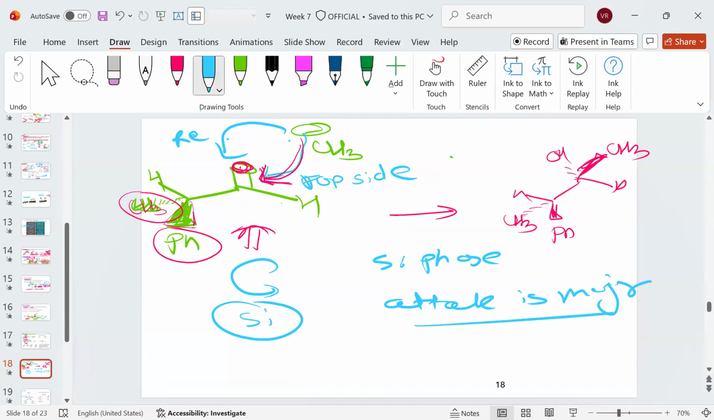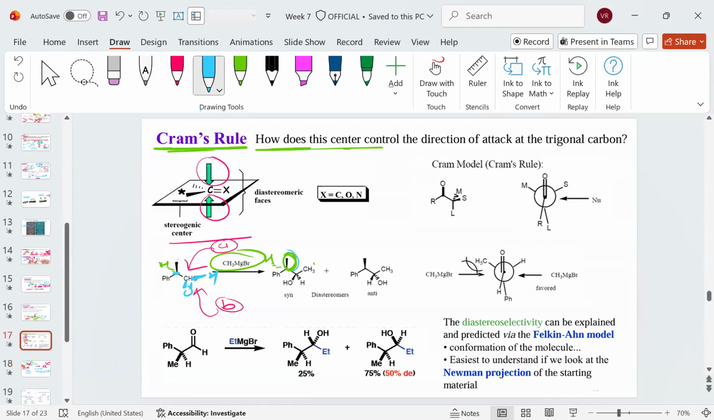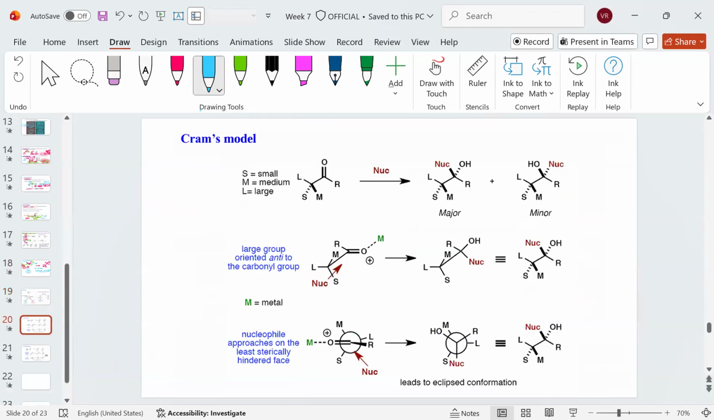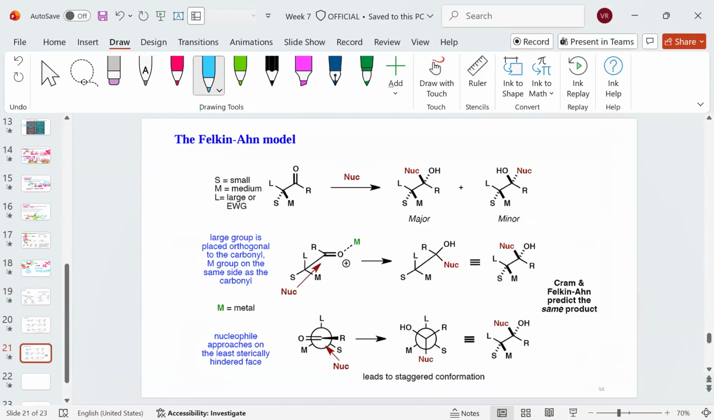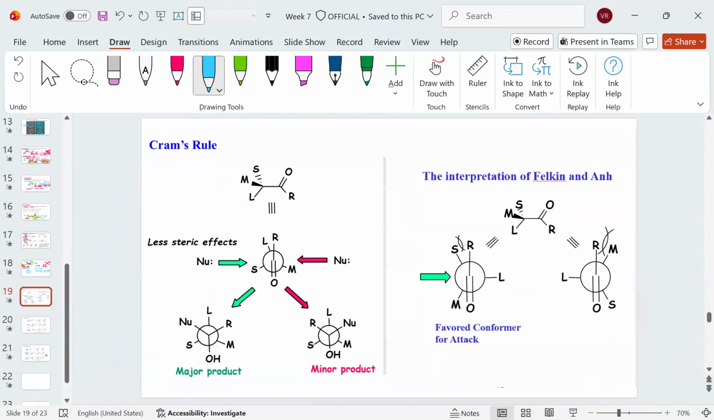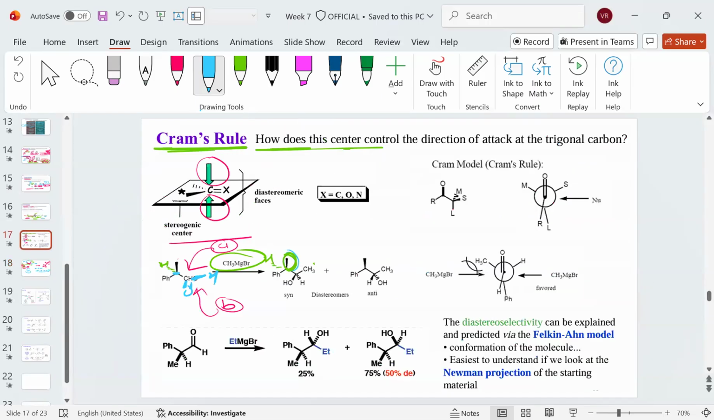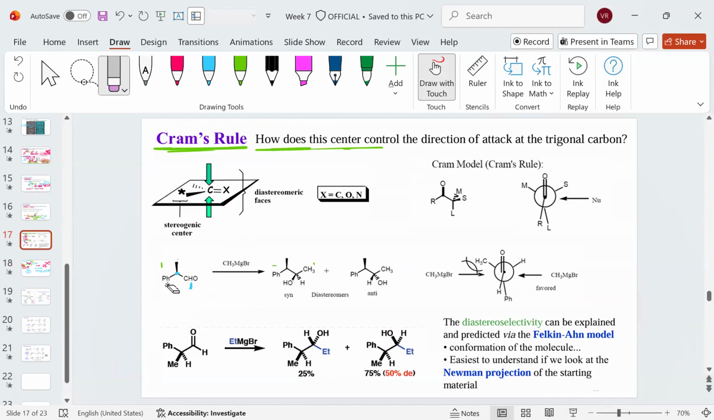Which attack is major and which attack is minor? There are several models, the first one is the Cram's model, and there are some other models as well, such as the Felkin-Anh model, which is another model. These models mainly explain on which face the attack of these types of nucleophiles takes place on the carbonyl centers. So the first model is the Cram's model.